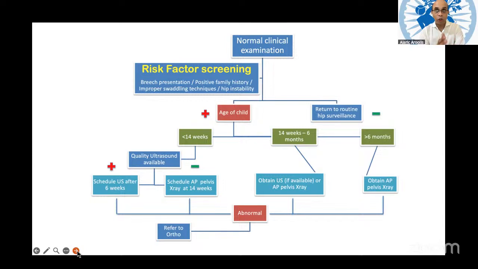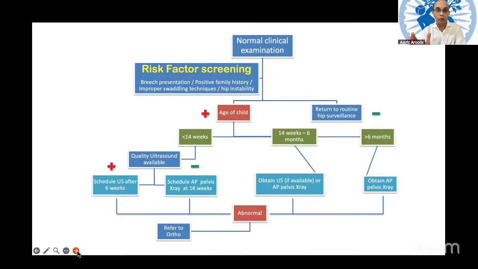child. And we said, because they're coming at 6, 10, 14 weeks, and then directly at 6 months of age, we said in a child who's less than 6 months, less than 14 weeks, if you have ultrasound available, not just available, but you have someone who can interpret that ultrasound, then you do an ultrasound at 6 weeks. But if you don't have the ultrasound available, you can schedule the patient for an AP pelvis hip X-ray, a single X-ray, not a lateral view, not a frog leg, a simple AP pelvis X-ray at 14 weeks of age. So we have dropped down the age at which an X-ray can be used for screening to 14 weeks. And if this is abnormal, we refer the child to orthopedics.